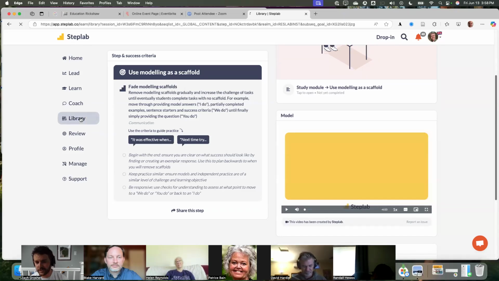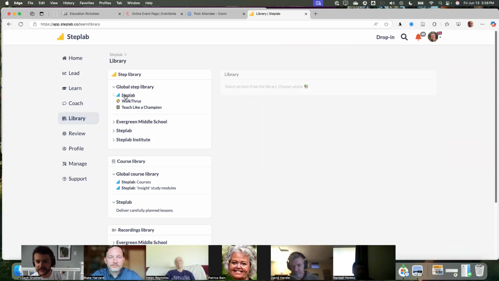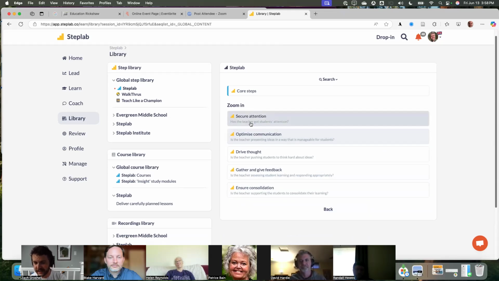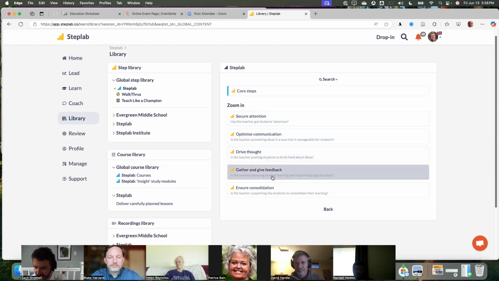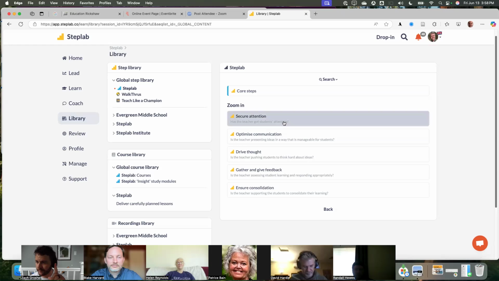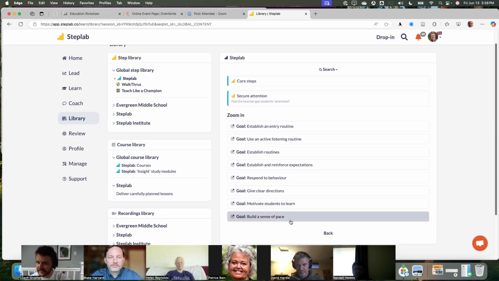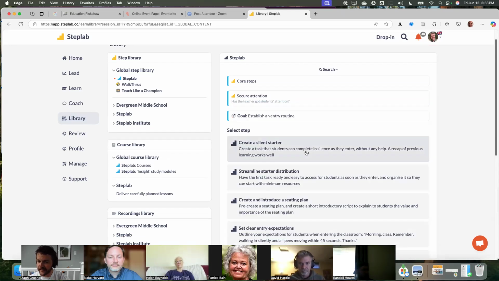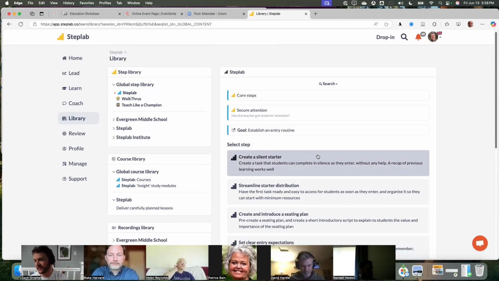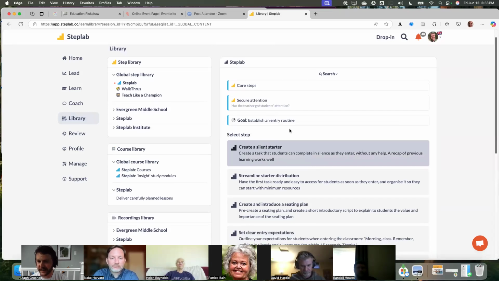In case you're interested, this is called Step Lab, and it's used in 14,000 schools around the world. But do you remember when we started and I said there was secure attention, optimized communication, drive thought, and so on? These buckets, that's how we organize all of our videos. And so Blake's stuff all goes into here, and you can see there are goals, and then there are steps that basically codify everything in teaching in a very granular way.